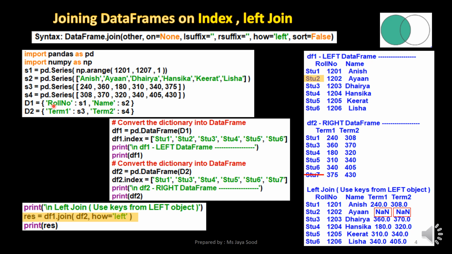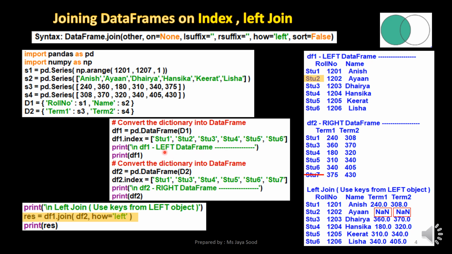D1 is a dictionary with the keys roll number and name. The series S1 and S2 are the dictionary values. The dictionary D2 has the keys term 1 and term 2. The series S3 and S4 are the dictionary values. The data frame object df1 is created by invoking the constructor and passing the dictionary d1 as the parameter. The index of df1 data frame is set to stu1, stu2, stu3, stu4, stu5 and stu6.